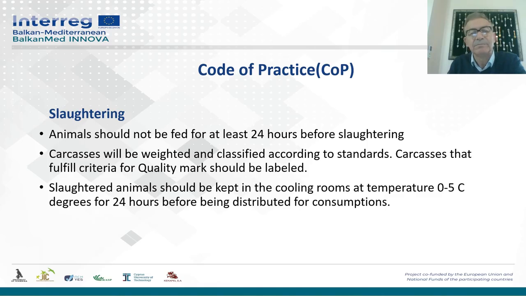Here we see the explanation of the slaughtering practices applied in this case. We see that the carcass will be weighed and classified according to standards. Carcasses that fulfill criteria for the quality mark should be labeled. Not every carcass is labeled as GI. And also we have some general rules explained here for the conditions of treatment of carcasses in cooling rooms, and for timings and temperature, etc.